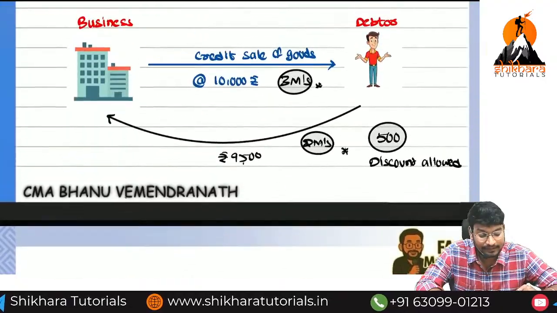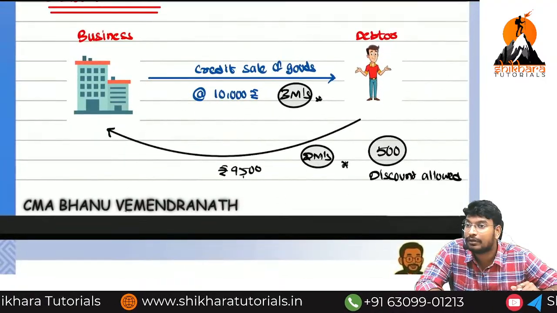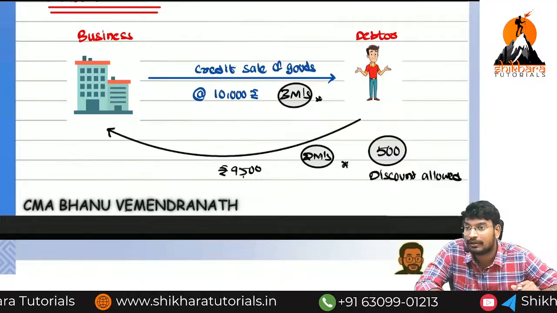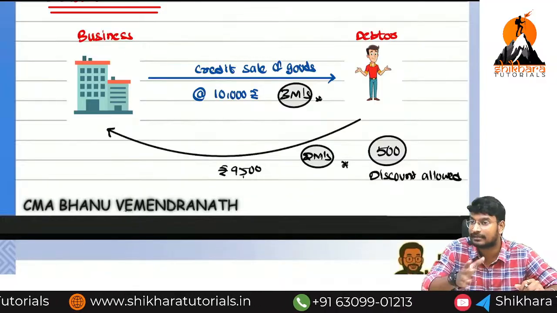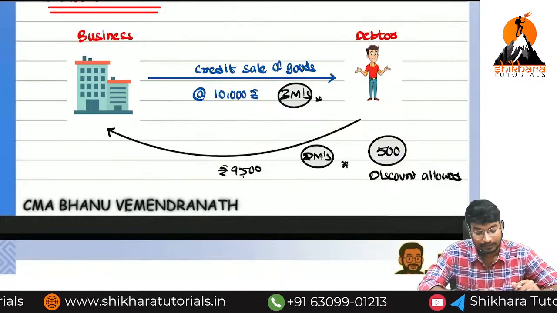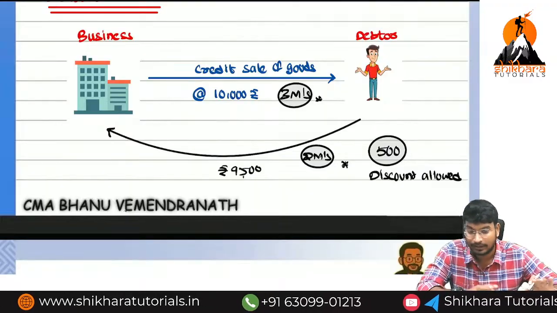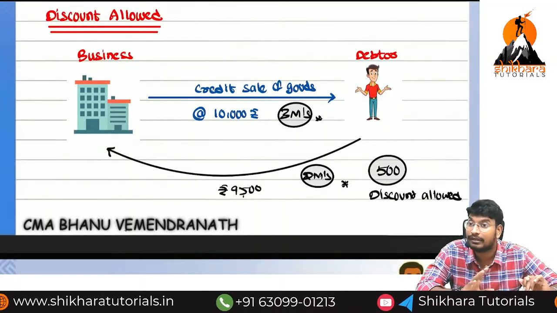For this reason, we need to record the discount allowed in the books of accounts. What is the journal entry? We can discuss it some other time. Did you get the concept? What is the meaning of trade discount, sir? We are not getting that point.